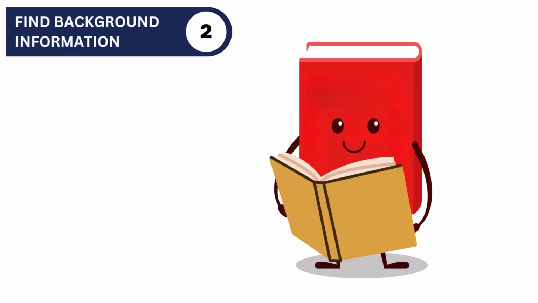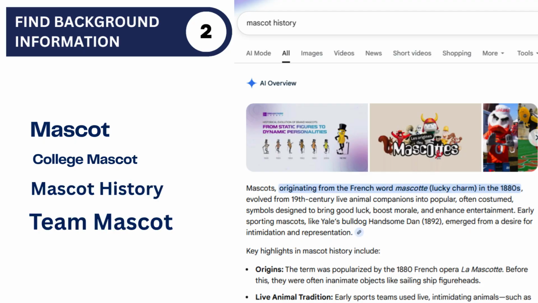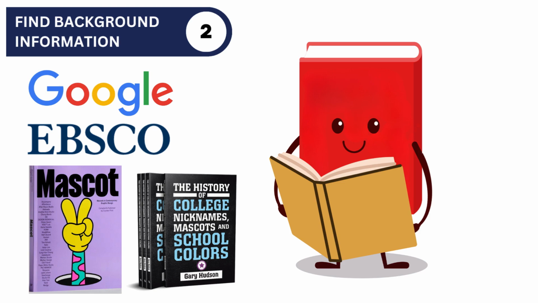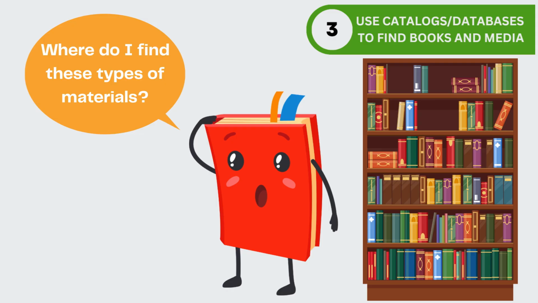Step 2. Find background information. Finding background information allows the researcher to get more familiar with the subject matter, find keywords, and decide if they want to continue researching this topic. Background information can be located in a variety of places: the open web, databases, and dictionaries and books. For example, you located one entry on the open web and one entry through an online database that provide helpful background information. Step 3 requires using catalogs and databases to find books and media.